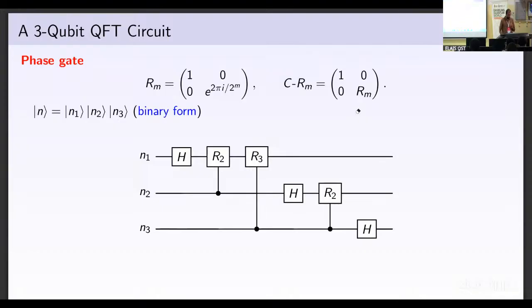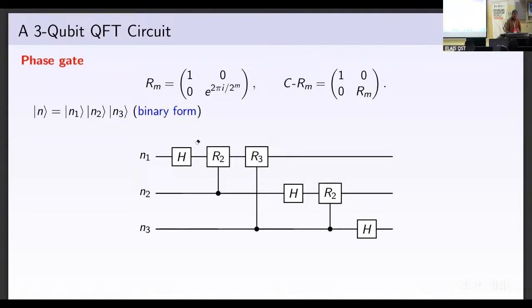now let's try to see why this circuit exactly does what we showed before analytically. Does it really change the basis from one to another? Let's just check that.